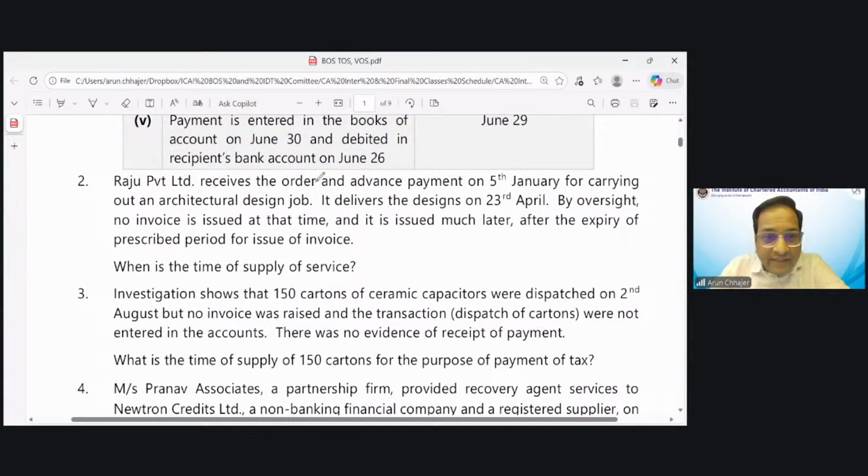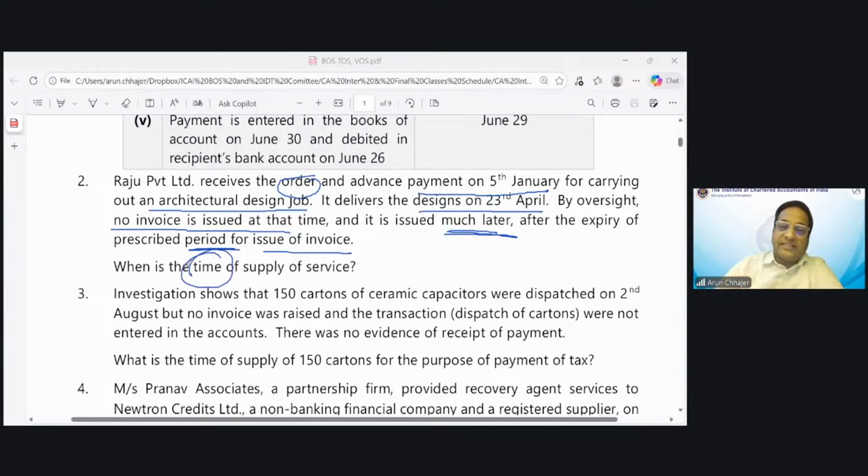Raju Private Limited received the order and advance payment on 5th Jan for carrying out an architecture design job. It delivered the design on 23rd April. By oversight, no invoice is issued at that time. It is issued much later. ठीक है? After the expiry of the time prescribed for invoice. What is the time of supply? Give me the answer in the chat.